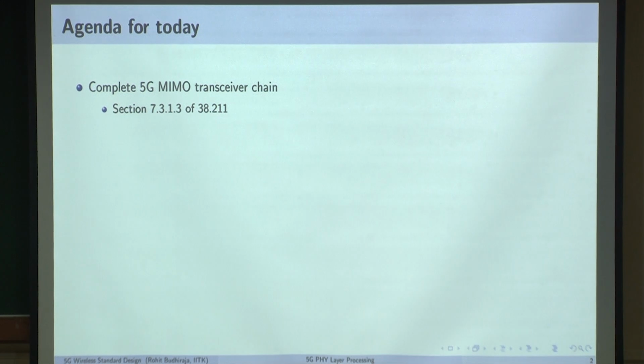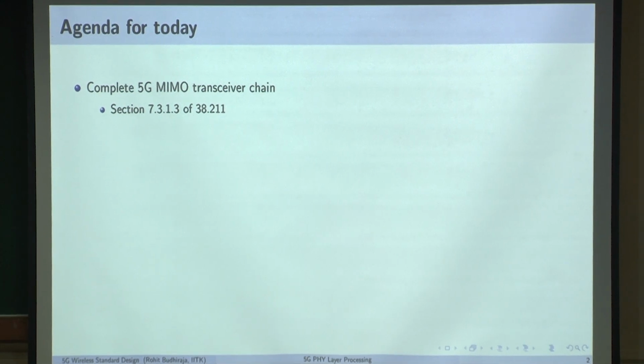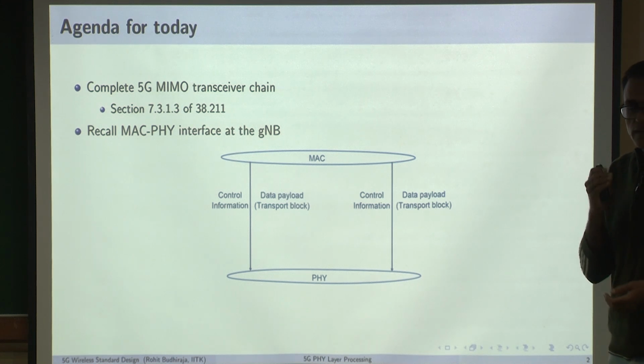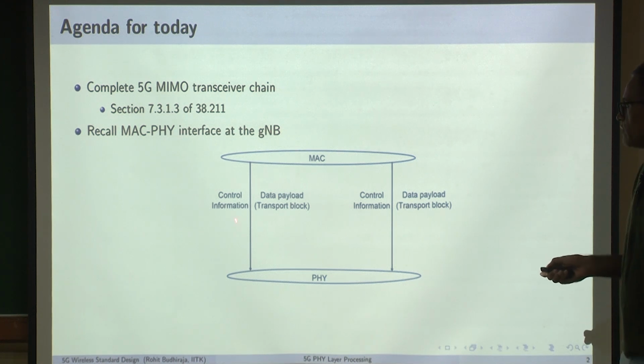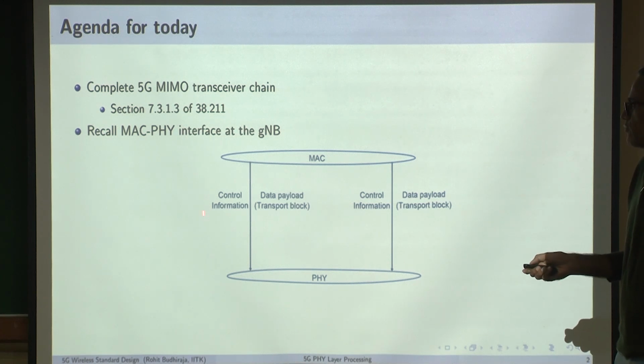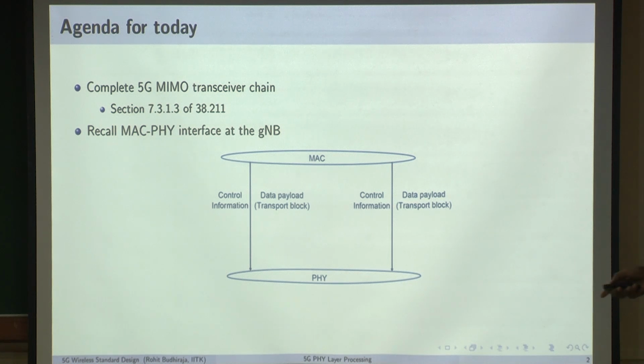Now, I gave you an overview of the 5G transmit chain for MIMO, up to 4 layers. If the channel rank is up to 4 and the base station is transmitting 4 layers, MAC will send only one transport block to the physical layer, which needs to be processed, and of course control information will also come along with that. If the rank is greater than 4, then the second transport block comes.